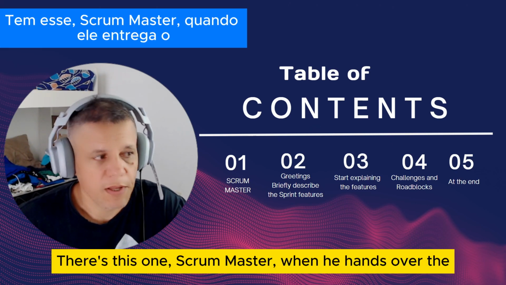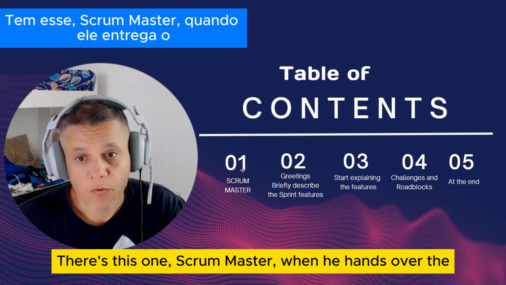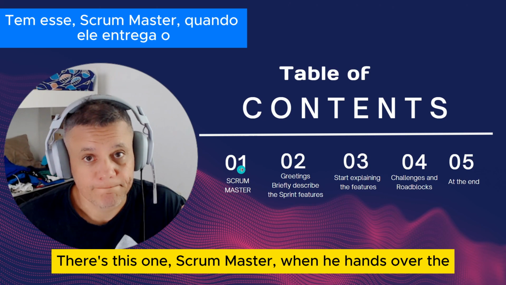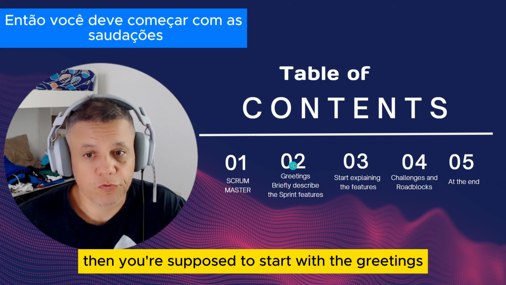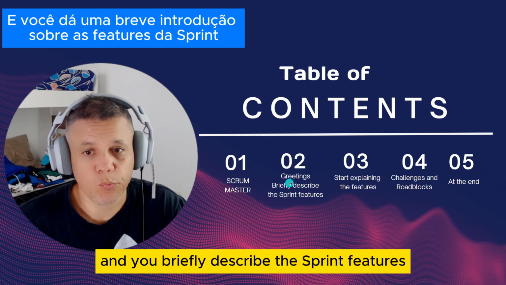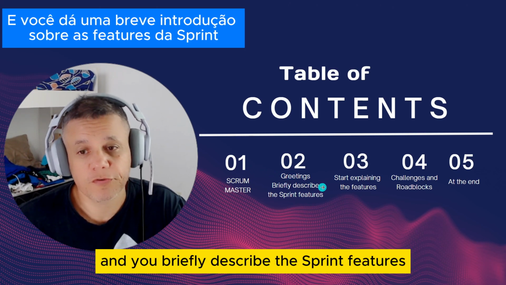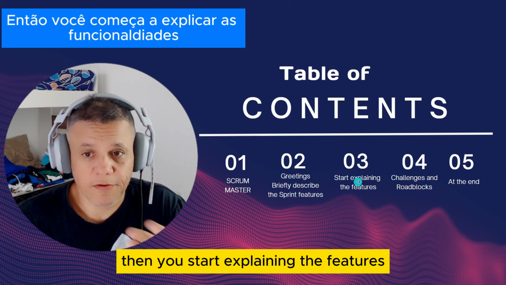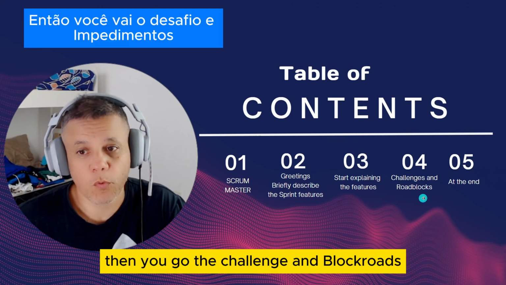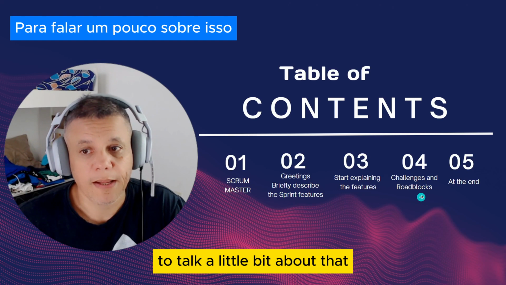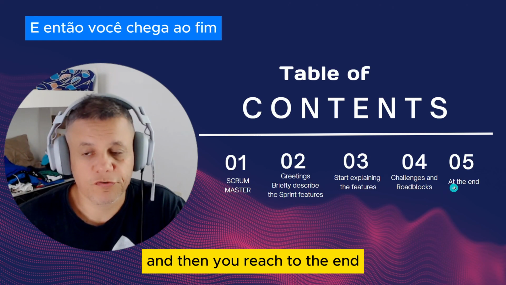Okay, there's the Scrum Master when he hands over the presentation to you. Then you're supposed to start with the greetings, where you briefly describe the sprint features. Then we start explaining the features. Then you go to the challenges and roadblocks to talk a little bit about that. And then you reach the end.